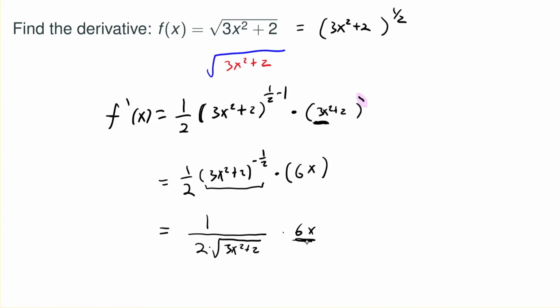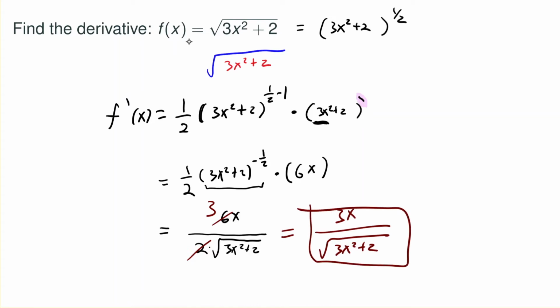But we can multiply 6x by 1 here, so we can just write it as 6x. And this one can simplify one more step. You see this 2 and 6 gets simplified to 3. So our final answer is 3x over the square root of 3x squared plus 2. So this is the derivative of this function right here.